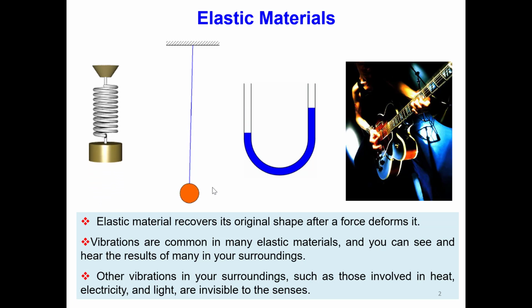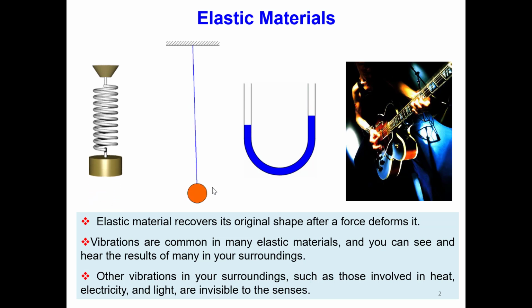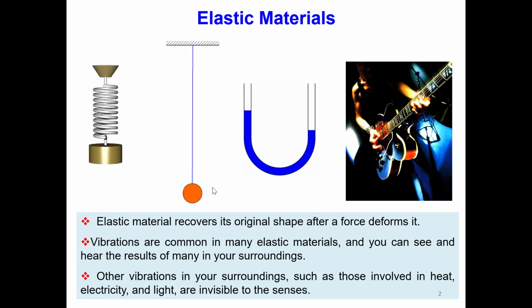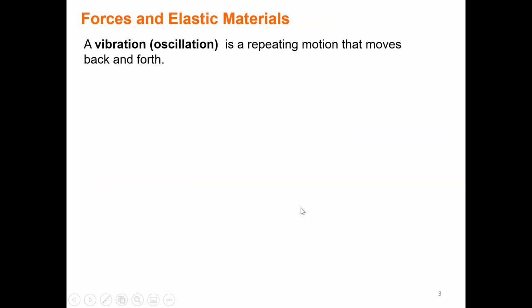However, there are some vibrations that are invisible to the senses. Some of these vibrations involve heat, light, and electricity. Then, what is a vibration? Vibration is basically an oscillation. It's a repeating motion that moves back and forth.